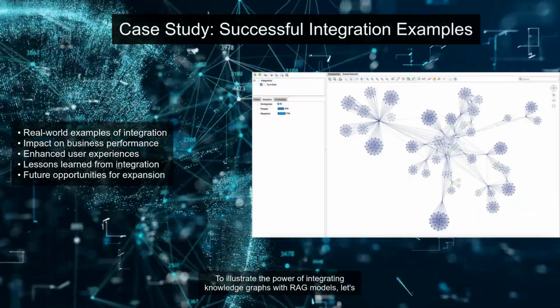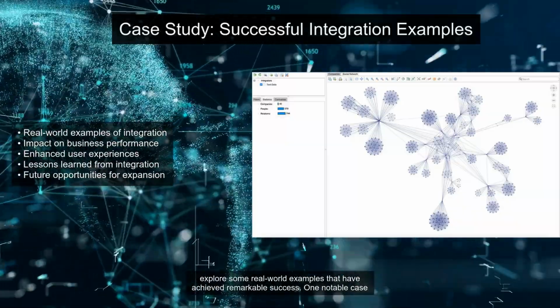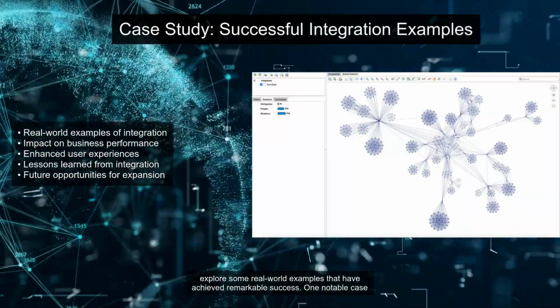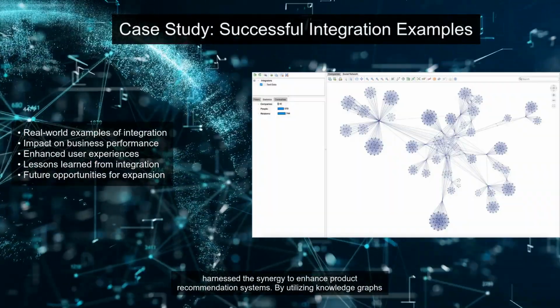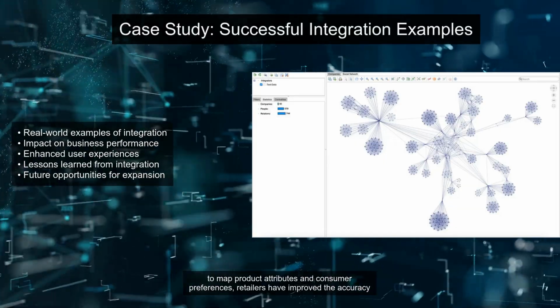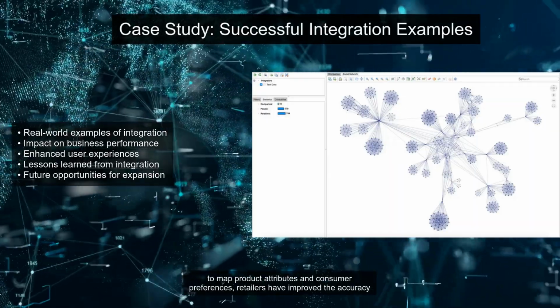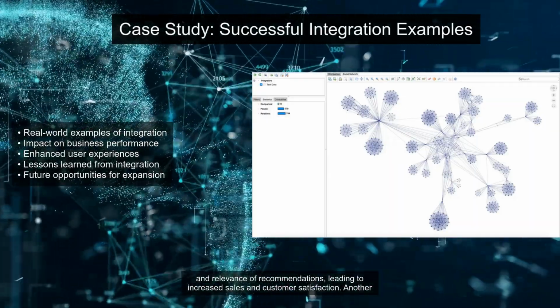To illustrate the power of integrating knowledge graphs with RAG models, let's explore some real-world examples that have achieved remarkable success. One notable case is the use of this integration in online retail, where companies have harnessed the synergy to enhance product recommendation systems. By utilizing knowledge graphs to map product attributes and consumer preferences, retailers have improved the accuracy and relevance of recommendations, leading to increased sales and customer satisfaction.